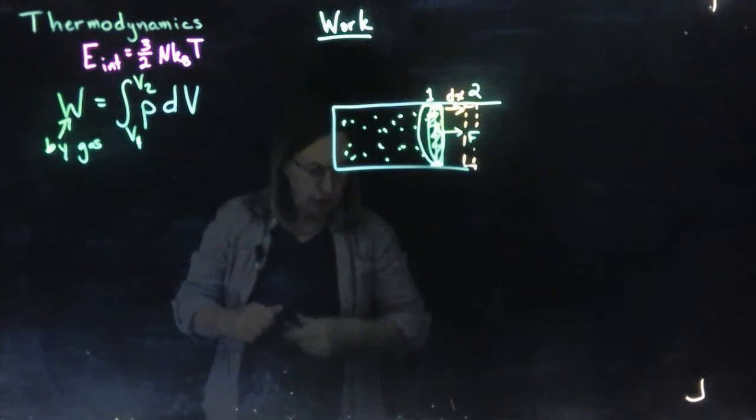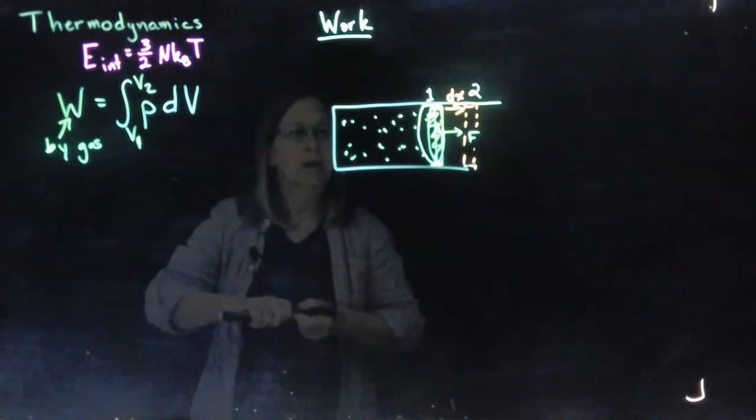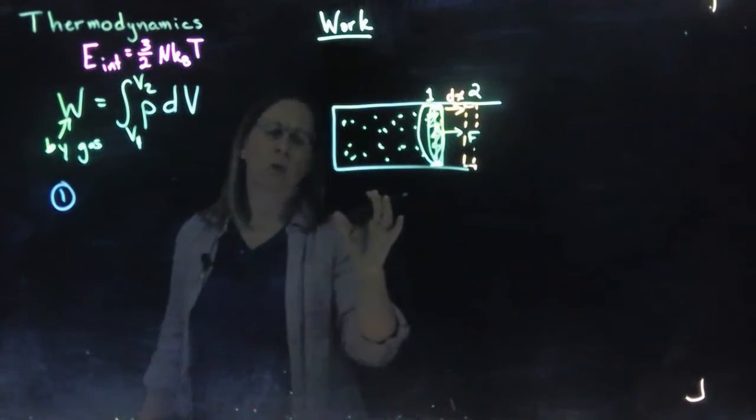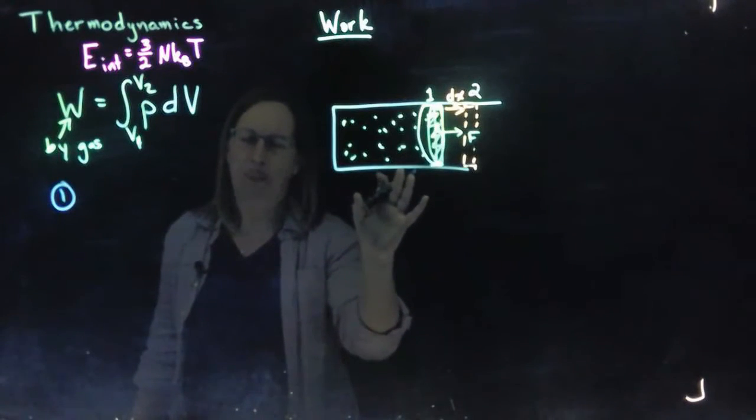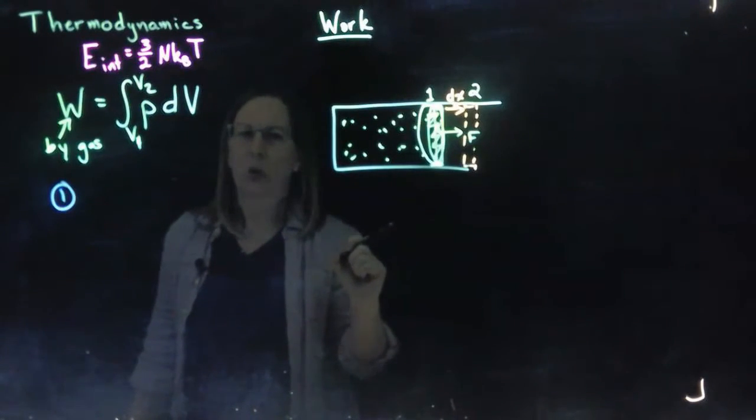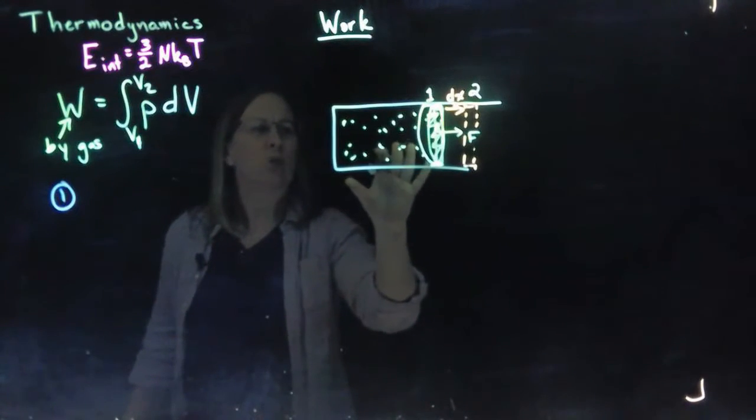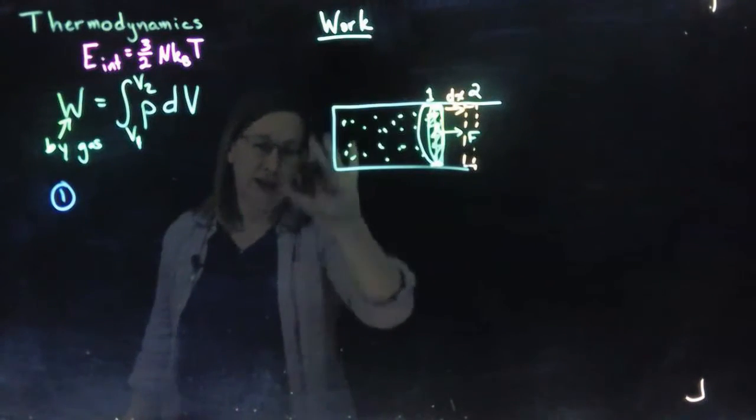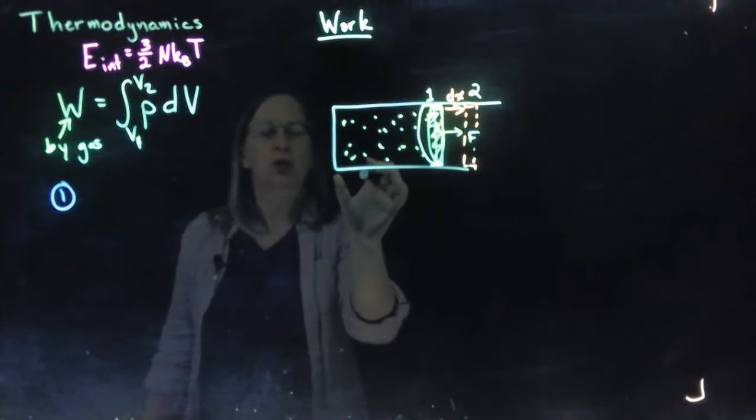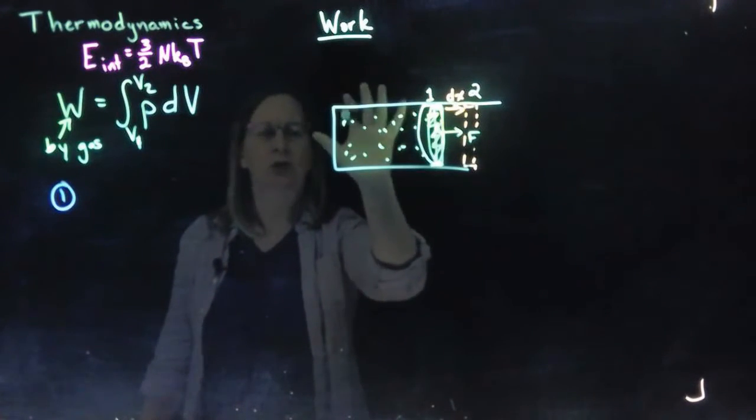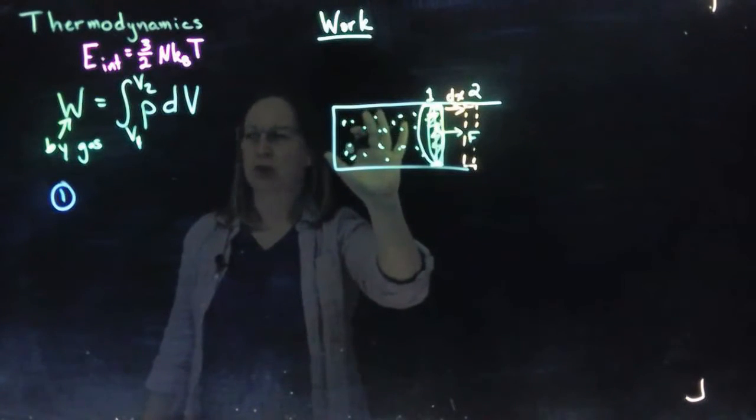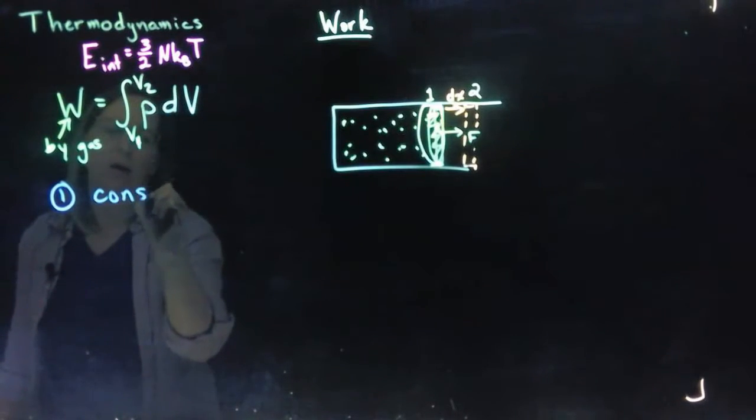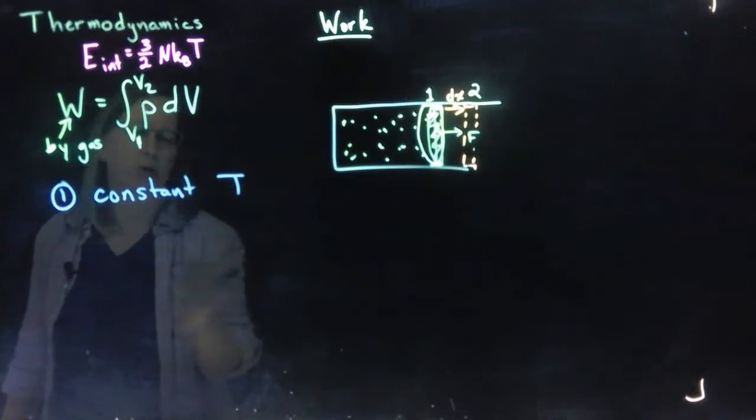So the first case we're going to look at is where we keep this at a constant temperature. So it's maybe isolated from an environment, but connected to some kind of a heat reservoir, or thermal reservoir, so that this part always stays at the same temperature. Okay, so you can think of it as at a constant temperature.